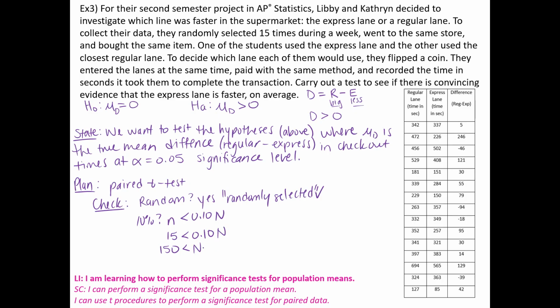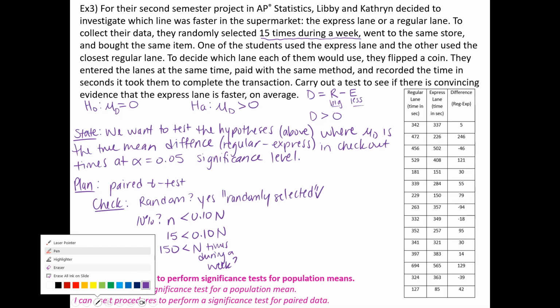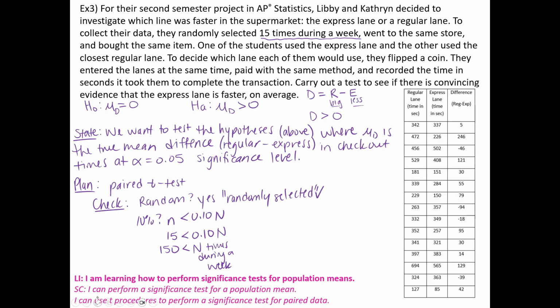I get 150n, and my population though is going to be that, because up here it said 15 times during a week, this n is times during a week. Just to clarify, we're not exactly sure how they're getting their times during the week, if they're putting in every 5 minutes or every 2 minutes, but I think we can argue that there's more than enough time for it to be more than 150 times during a week that could get chosen. So I think we're good there.